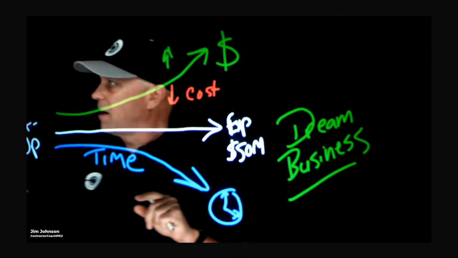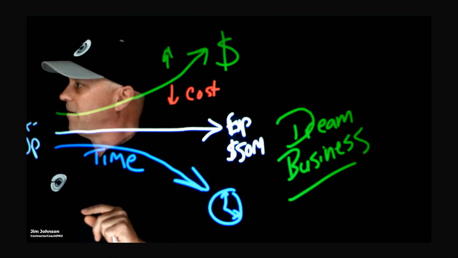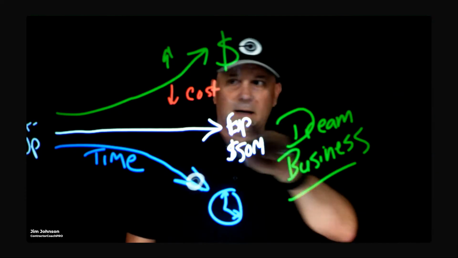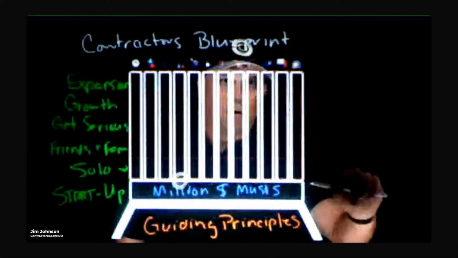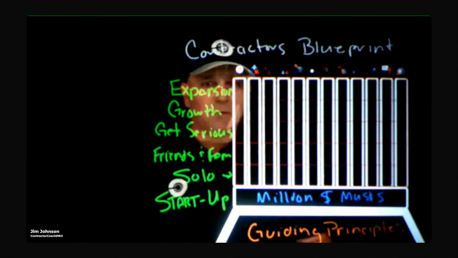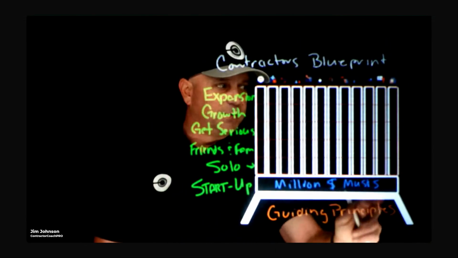So, I want to talk about that a little bit. Go back to my notes over here and we'll talk a little bit about what we should be doing in each stage of our business and a little bit of a reminder, just kind of what we're doing here. Over the past several weeks, you can go back and see everything that we've done in this series. We've been talking about this thing called the Contractor's Blueprint.